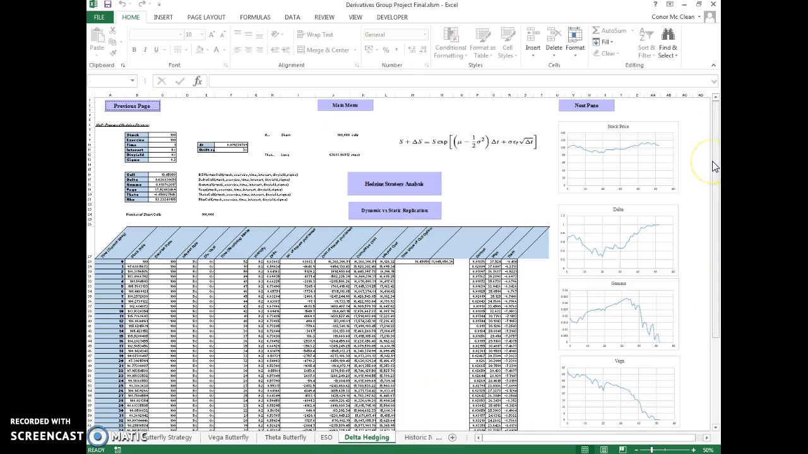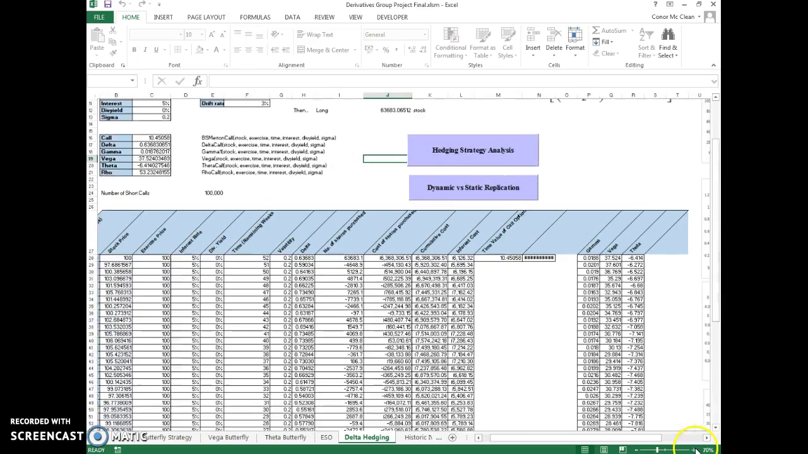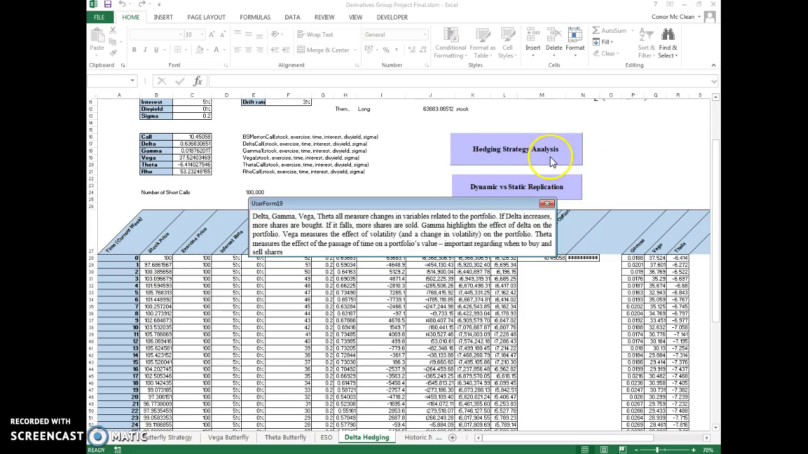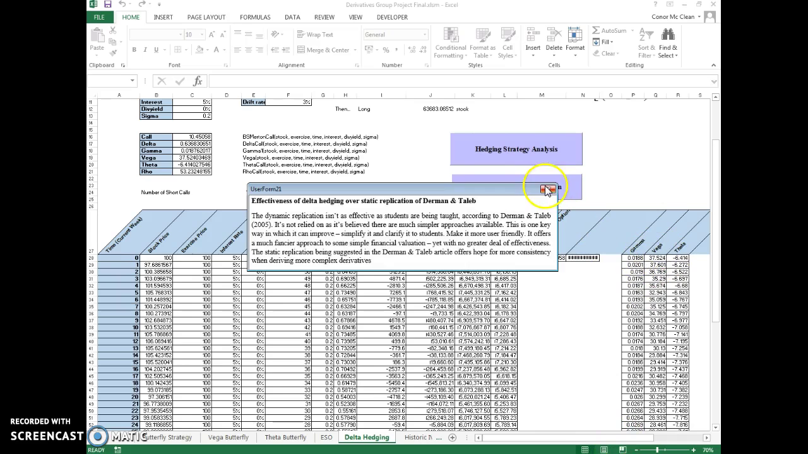Finally, the delta hedging strategy that was implemented by Hull. There's a quick analysis of it right here regarding the vega, the theta, and the rho also, which are found over here, and the dynamic and static replication, and the argument made by Derman and Taleb.